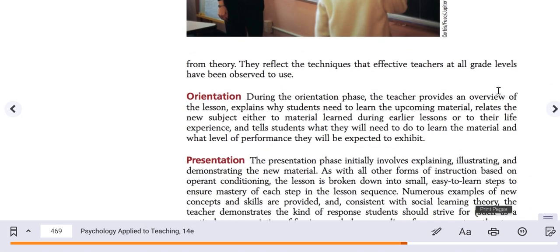Orientation. During the orientation phase, the teacher provides an overview of the lesson, explains why students need to learn the upcoming material, relates the new subject either to material learned during earlier lessons or to their life experience, and tells students what they will need to do to learn the material and what level of performance they will be expected to exhibit.